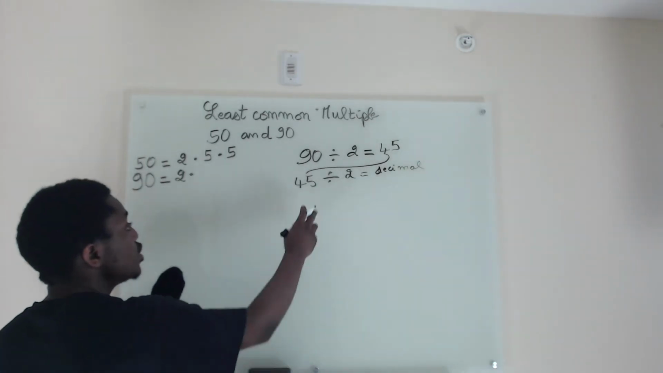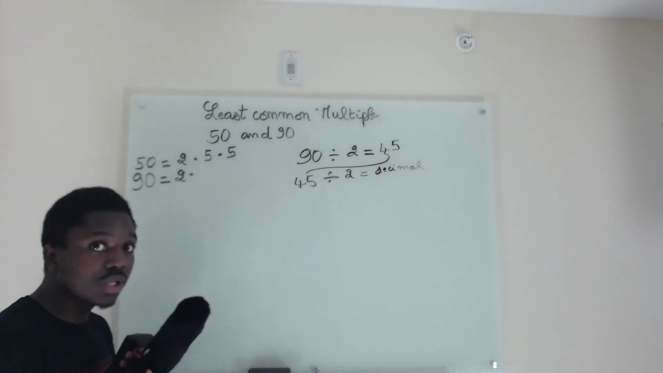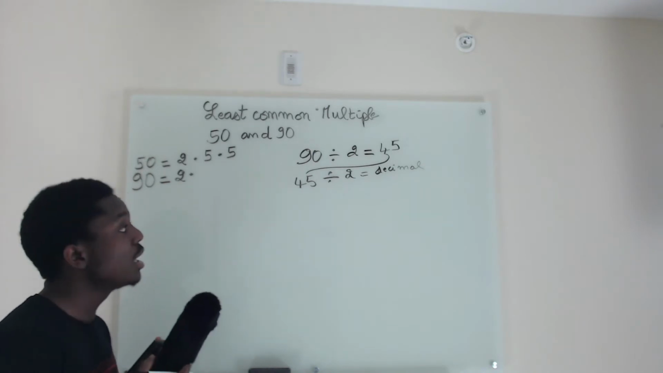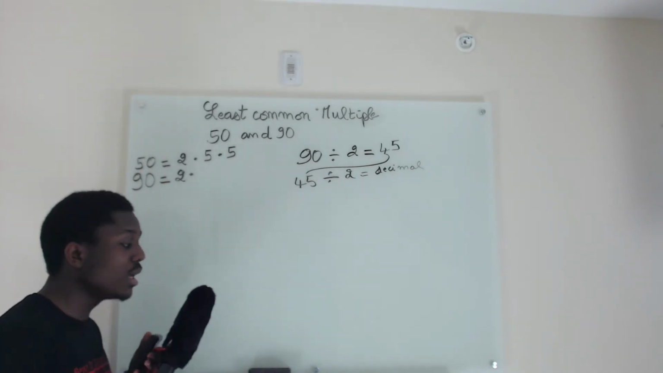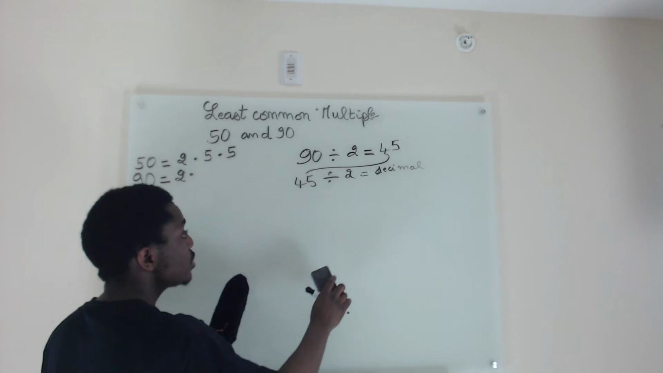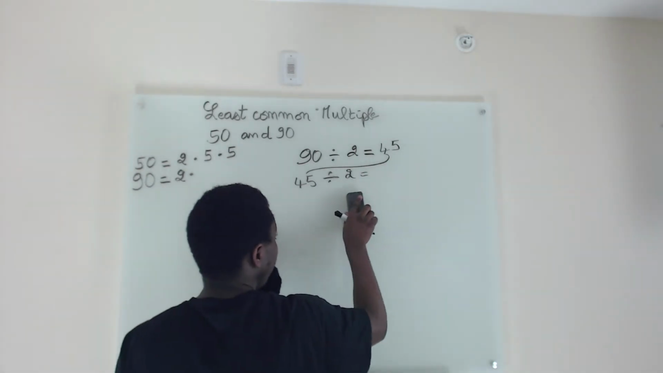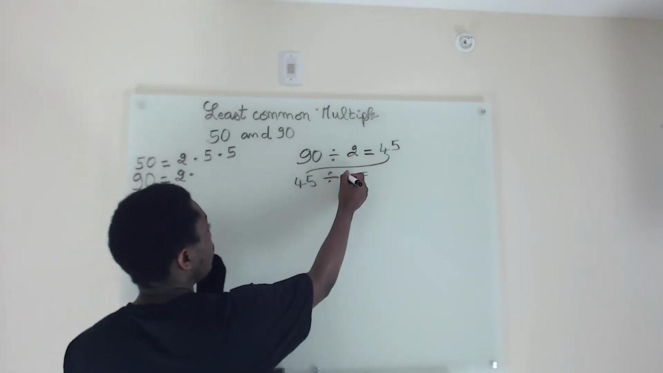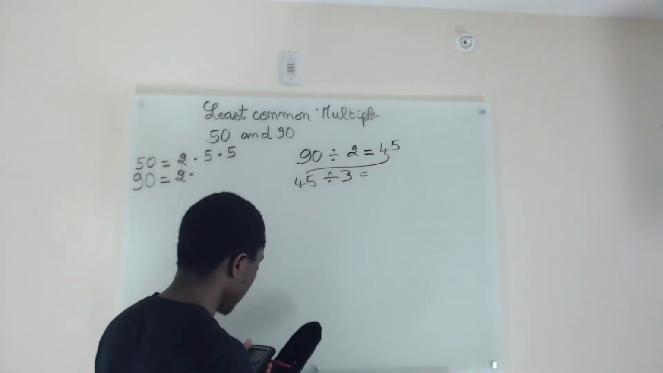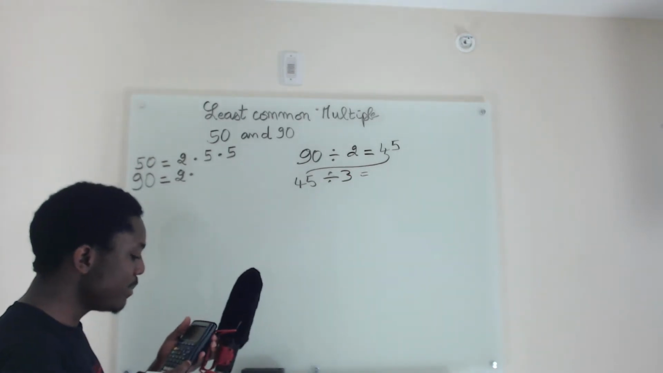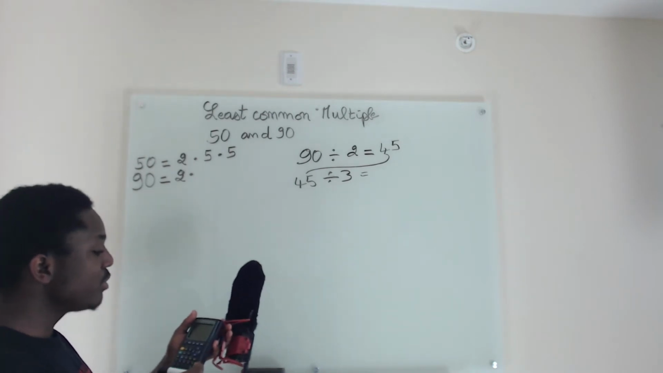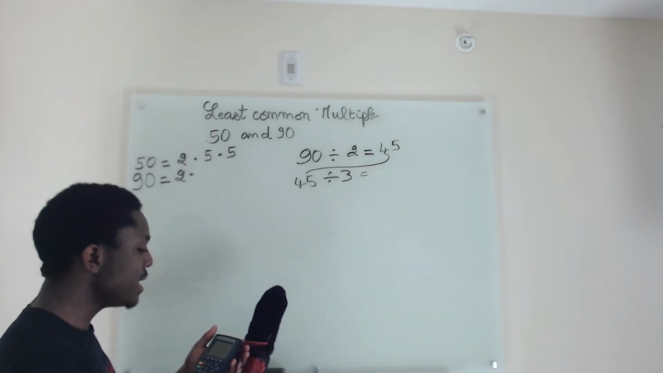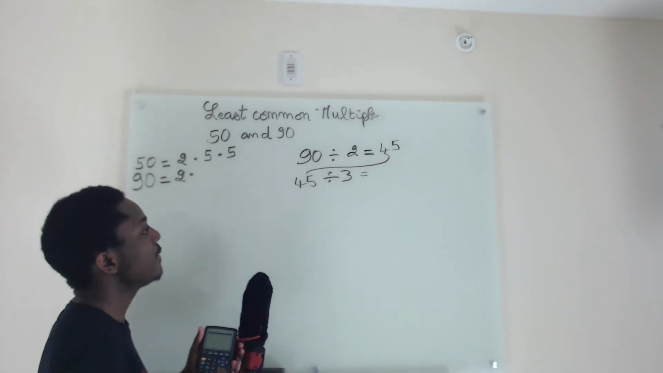Which means 2 is not good. So you have to change 2 to what? To the number that comes after 2. And what is that number? 3. So I change 2 and I put 3 instead. So now, when I take my calculator and I put 45 divided by 3, the answer is what? 15.